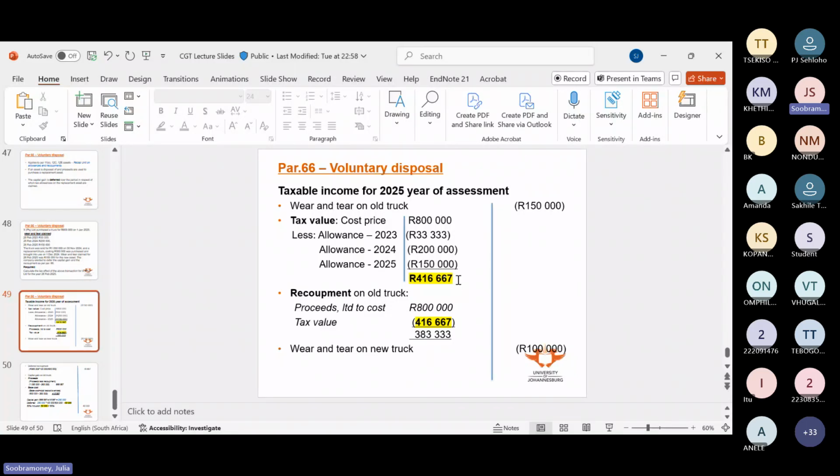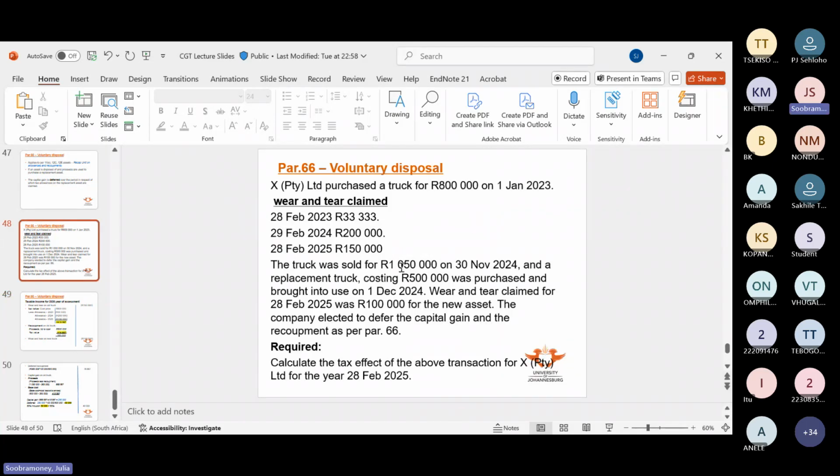416,667. Now I need to calculate my recoupment. Recoupment, proceeds limited to cost. Are you going to use your proceeds or are you going to limit it to cost? What are you going to do here? Can anyone tell me? I sold it for 1,050,000. My cost price is 800. Which amount will you use for the recoupment calculation?